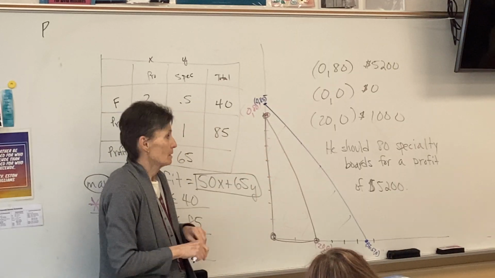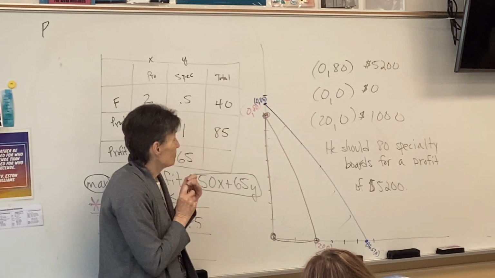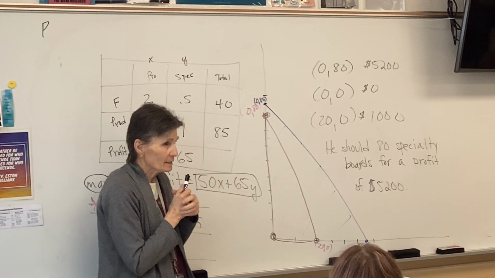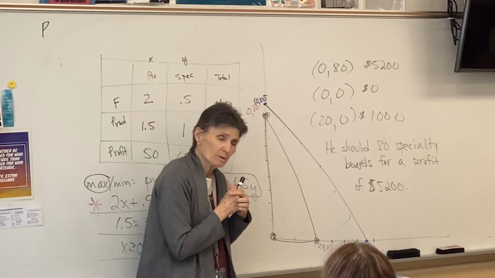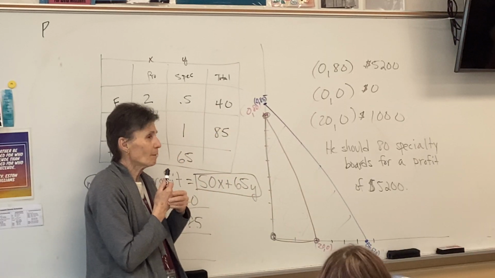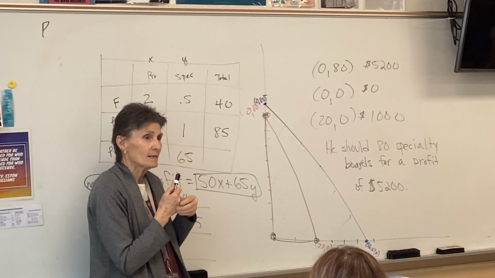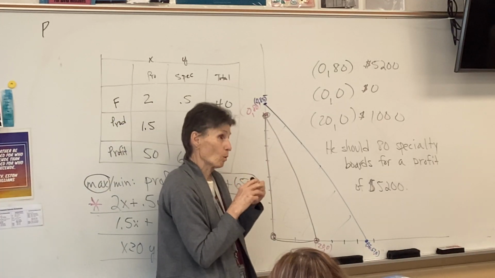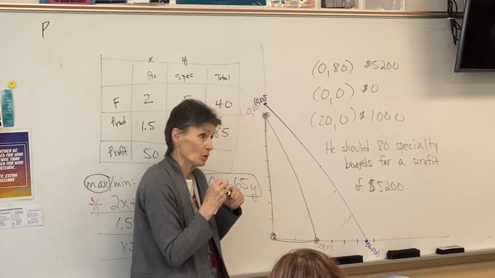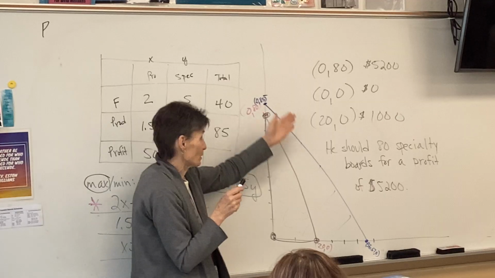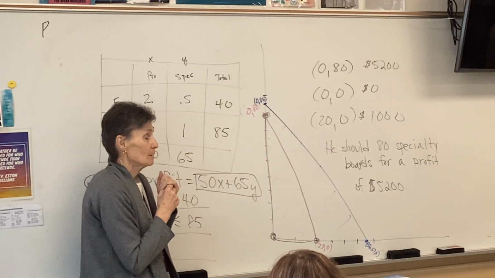Now, you guys all have either taken or are taking econ, and this is what the math would say. The math would say, make all specialty boards. But the reality is, what do you think? Should he make all specialty boards? No. He should probably make a few of the other kind. Even though his profit will be a little less, he'll be making more customers happy and maybe in the long run sell more, right? Because anybody who wants a pro board is not going to come to his store, if that's all he does.